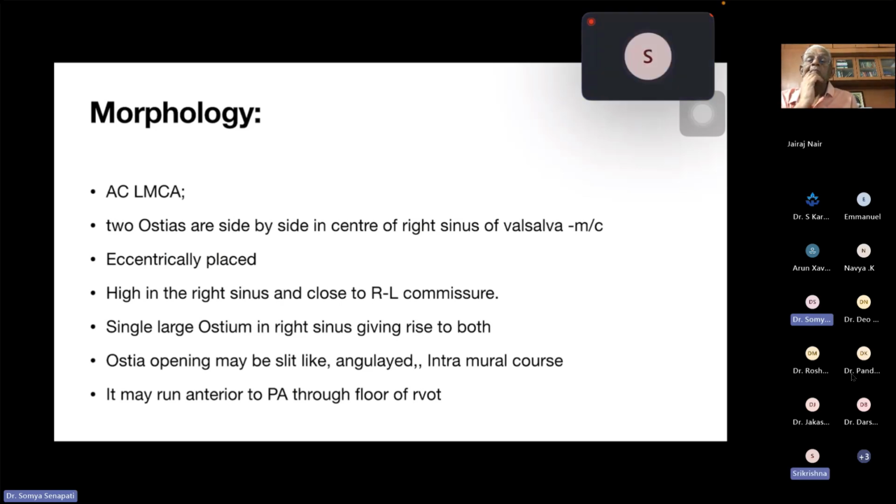In an anomalous connection of the left main coronary artery, what are the different varieties we see? It can have two ostia side by side in the center of the right sinus of Valsalva, which is most common. It can be eccentrically placed. It can be high in the right sinus and close to the right-left commissure. A single large ostium may be present in the right sinus, which gives rise to both coronaries. Ostial openings might be slit-like or angulated, or they might have an intramural course. It may run anterior to the pulmonary artery through the floor of the RVOT also.